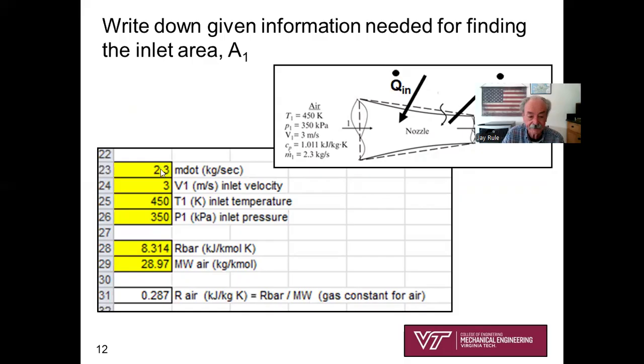So we're going to write down m dot given, velocity given, T1 and P1 given, and T1 given in degrees K, absolute temperature. We're going to write down our R bar. We know that in our heads. Molecular weight, we know that in our heads. So R for air, if you haven't committed it to memory, is 0.287 kilojoules per kilogram degree K. And look here, I correctly stated the units of R bar compared to what I did earlier in a slide where I made a mistake.